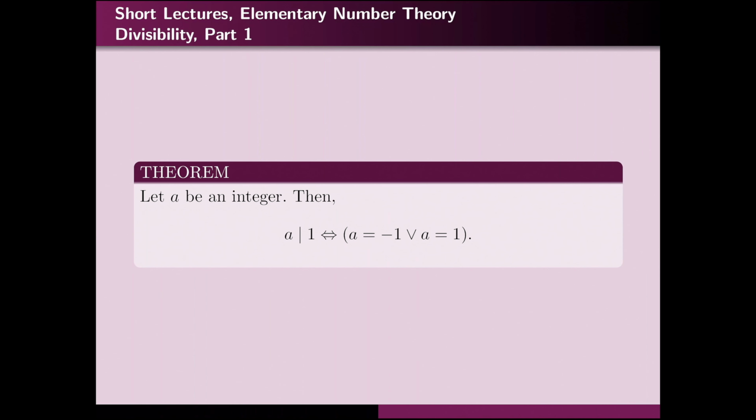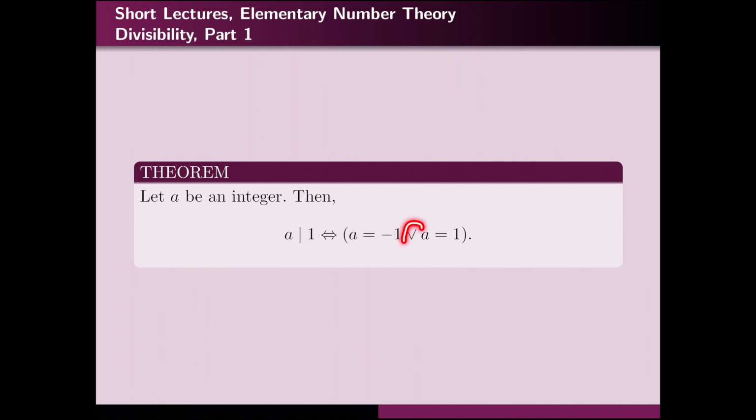Okay, another theorem is: let a be an integer. A divides 1 if and only if either a is minus 1 or a is equal to 1. It's very simple. It means that if 1 is divisible by a, then there are two possibilities: either a is minus 1 or a is equal to 1.